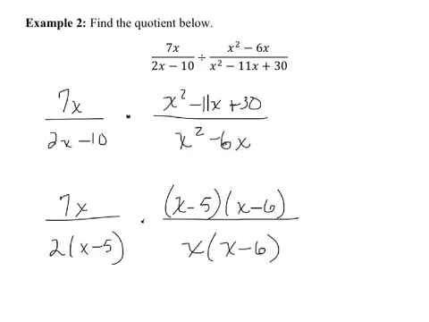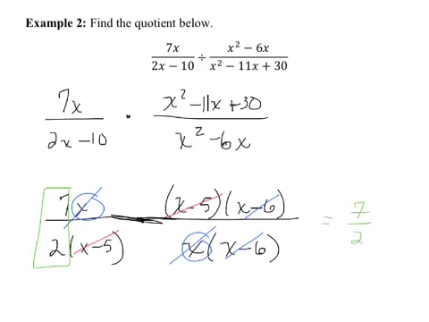Well, take a look. A lot cancels here. These cancel, right? Because again, now this is just one big fraction when you're multiplying. These cancel. This x and this x both cancel. Leaving behind, all that's left is a simple 7 over 2. Right here, that's all that's left. Everything else canceled. So the final answer is 7/2, or 3.5.